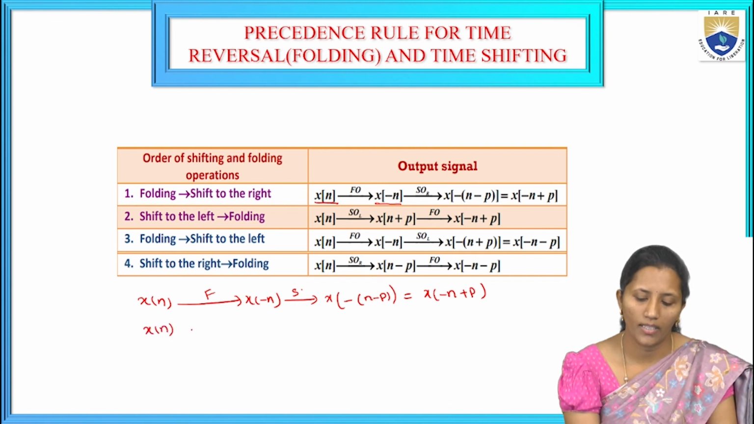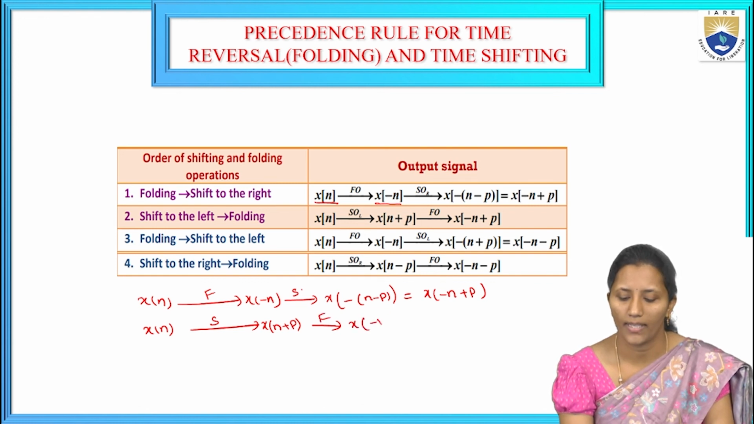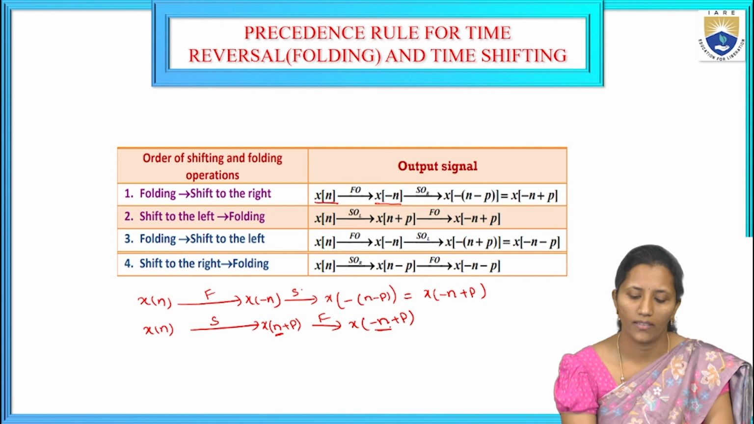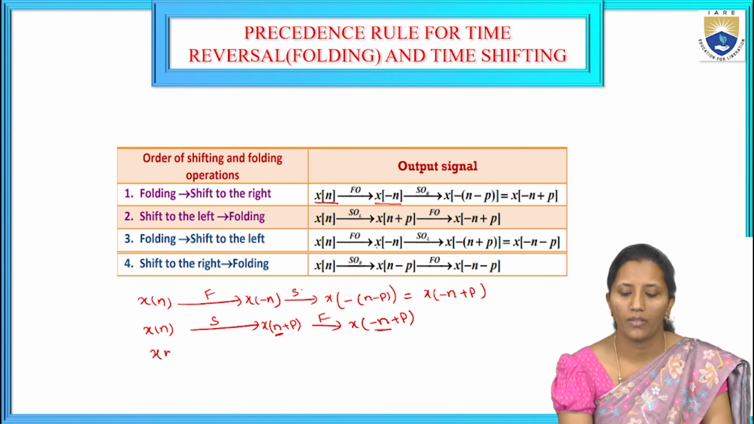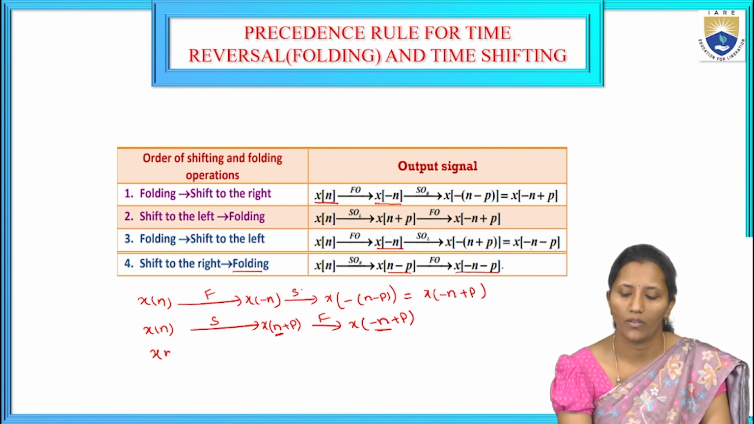Next, I want to shift the signal first, the shifting operation, that is n plus p. Then I want to do the folding operation, that will be denoted by x of minus n plus p. Just here in folding, n is replaced by minus n. For example, x of n is first going to be shifted, then folded, and we are going to get x of minus n. Then we are going to shift to the left side of the mirror image, that is x of minus n plus p, that is x of minus n minus p. If we want to shift the signal to the right side and then do the folding operation, it is denoted by x of minus n minus p, just n is replaced here.